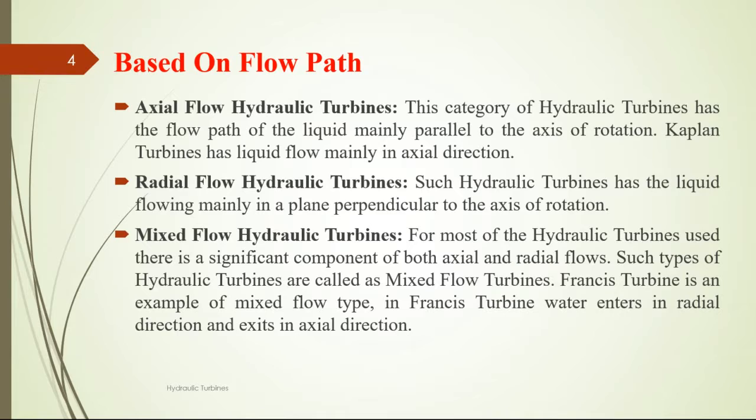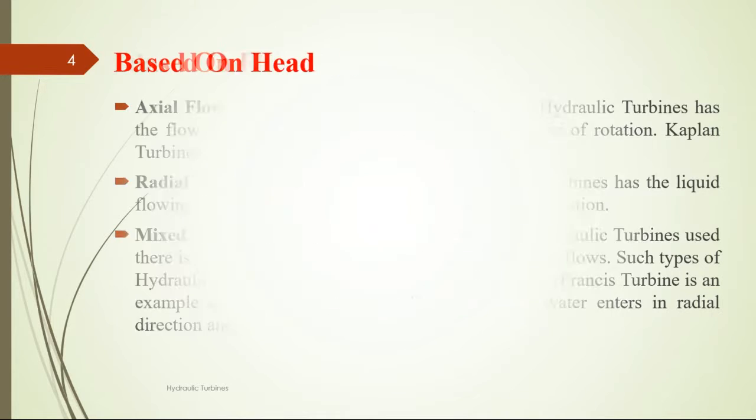In radial flow, such hydraulic turbines have the liquid flowing mainly in a plane perpendicular to the axis of rotation. While in mixed flow hydraulic turbines, the most used hydraulic turbines, there is a significant component of both axial and radial flow. Such types of hydraulic turbines are called mixed flow turbines. Francis turbine is an example of such type in that water enters in radial direction and exits in axial direction.